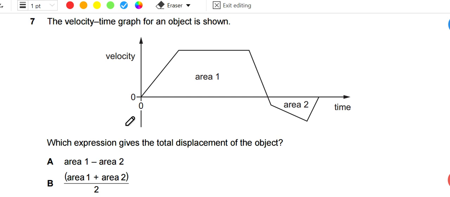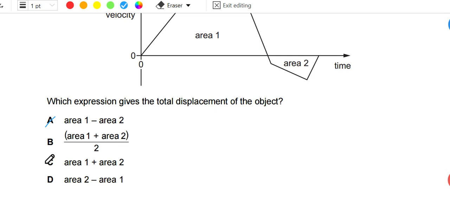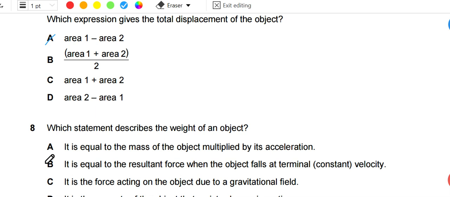On the v-t graph, the expression that gives the total distance of the object will be A, because we have the motion in opposite directions in area 1 and the opposite in area 2.